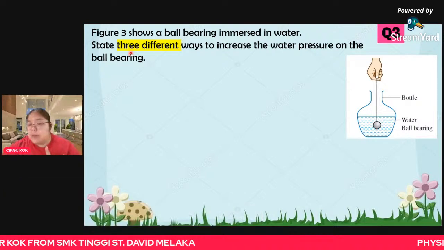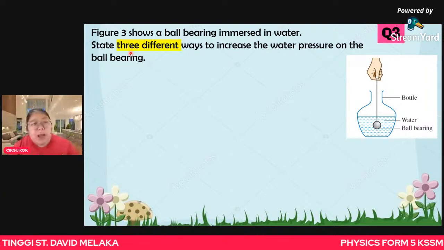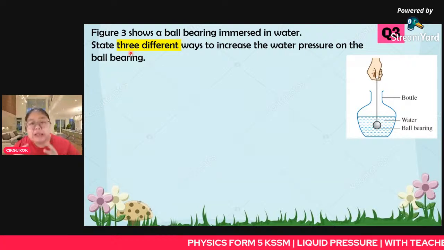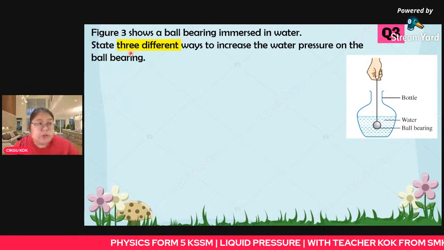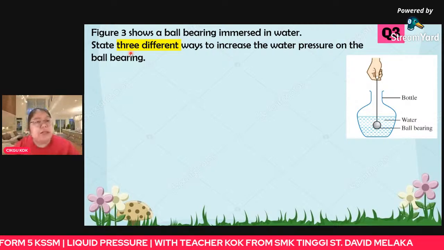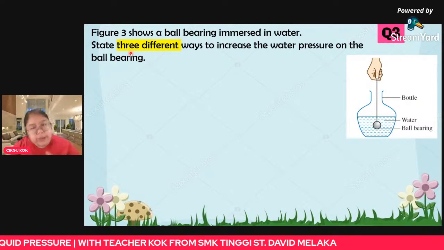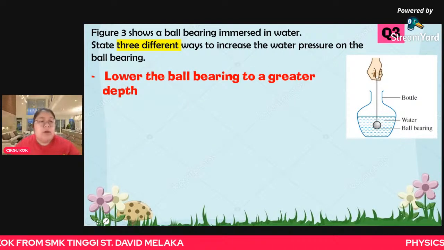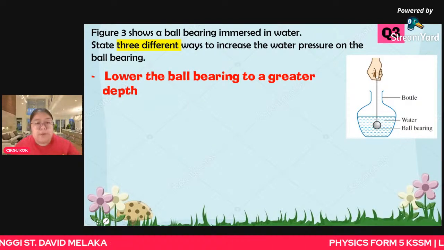So if I don't want to move the ball, I add water. If I want to add the water, I just make the ball bearing go downwards. Later I find the depth will be increasing. Okay, this one is a good idea. So we go to show first. First one, you say lower the ball bearing, after that greater depth.